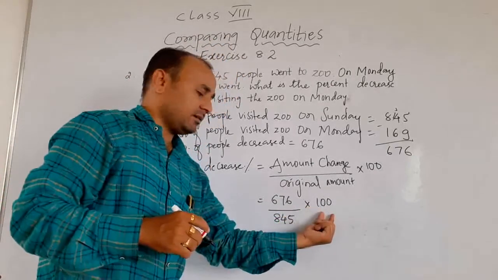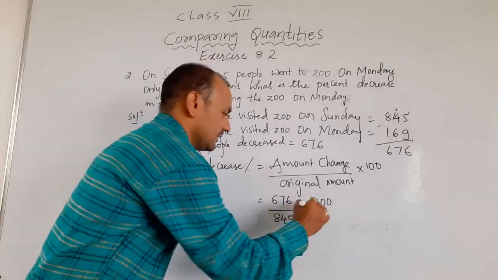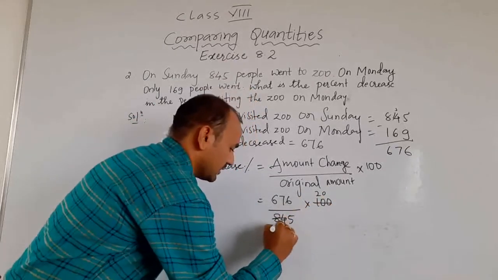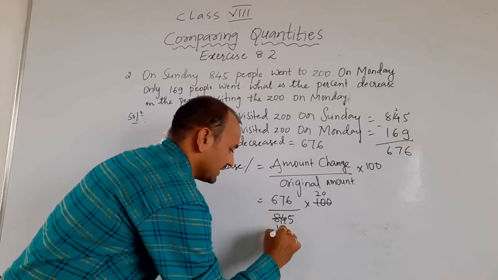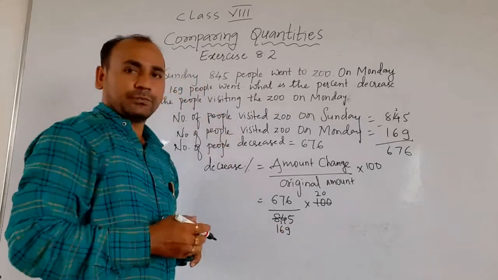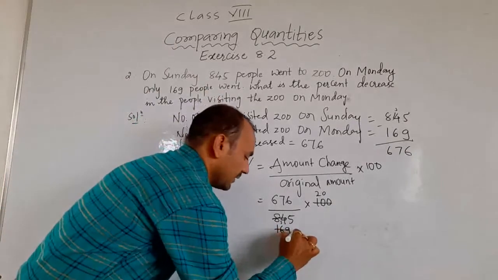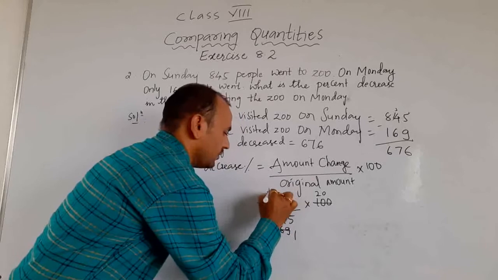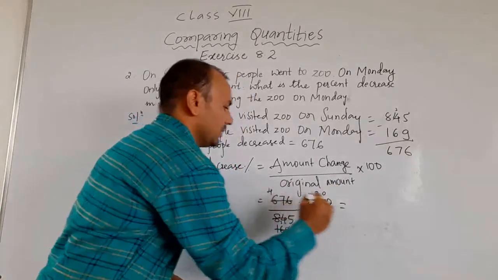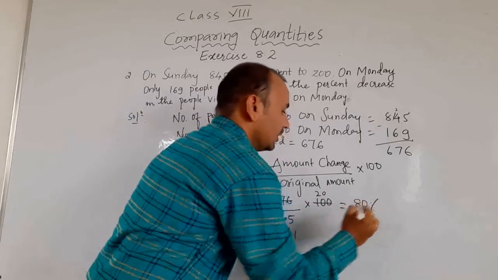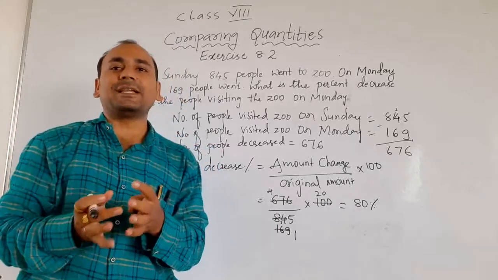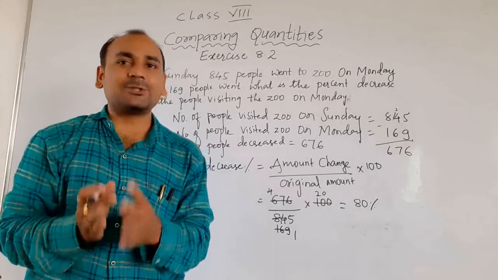Now we need to divide the numbers. 5 2s are 10, then 0 as it is. 5 1s are 5, 5 6s are 30, and 5 9s are 45. This is 169: 1s are 169, 4s are 676. So this is equal to 4 20s are 80. So 80% of people have decreased comparing Sunday to Monday. So this is our answer.